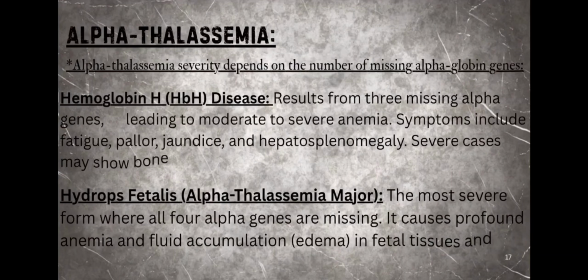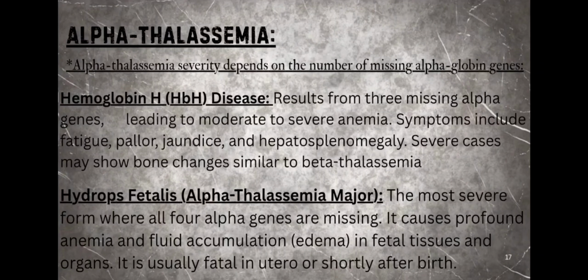Alpha thalassemia. Alpha thalassemia severity depends on the number of missing alpha globin genes. Hemoglobin H disease results from three missing alpha genes, leading to moderate to severe anemia. Symptoms include fatigue, pallor, jaundice, and hepatosplenomegaly. Severe cases may show bone changes similar to beta thalassemia. Hydrops fetalis, also known as alpha thalassemia major, is the most severe form, where all four alpha genes are missing. It causes profound anemia and fluid accumulation in fetal tissues and organs. It is usually fatal in utero or shortly after birth.